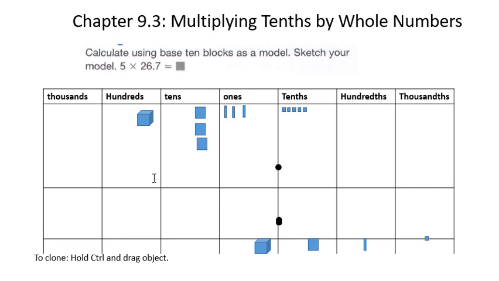So our product here is 133.5. So that is our answer, 133.5. And that's how we multiply tenths by whole numbers using a place value chart.